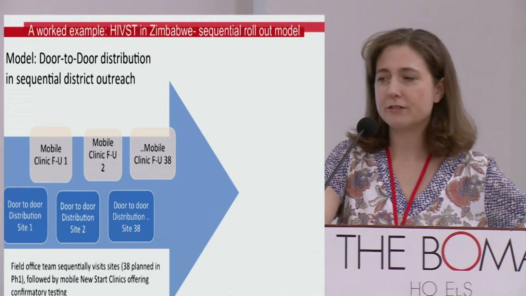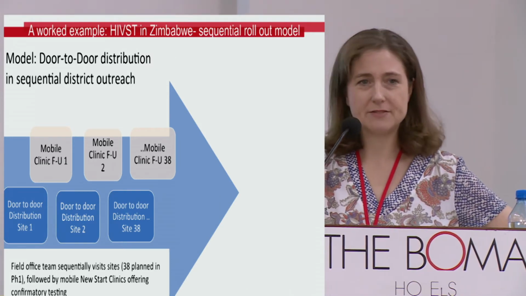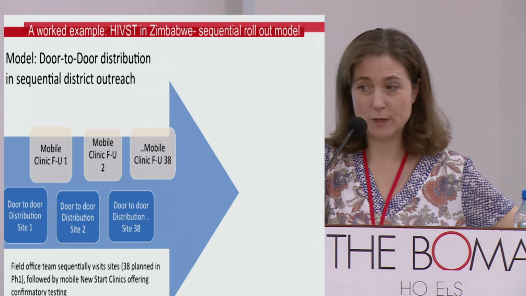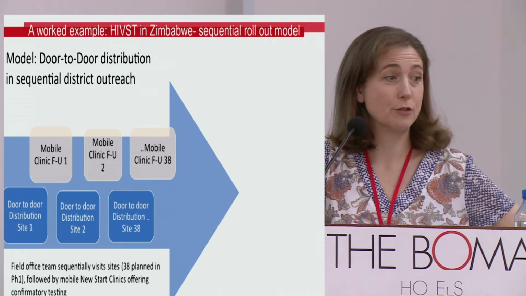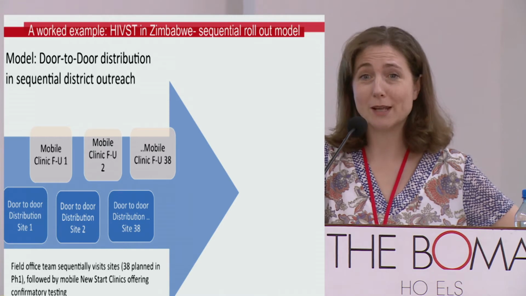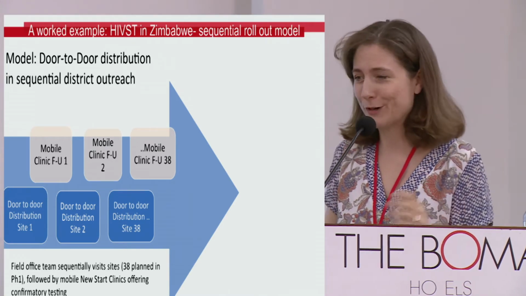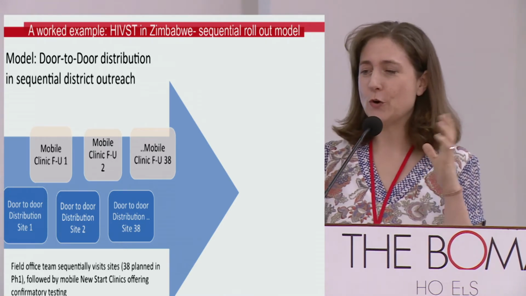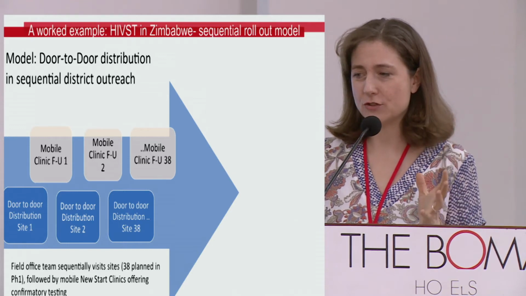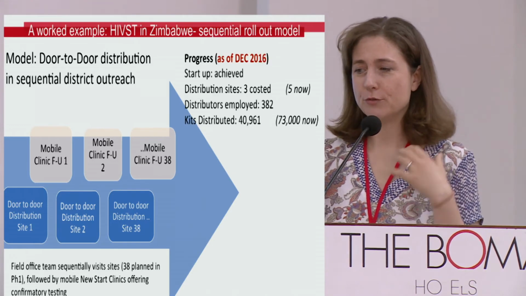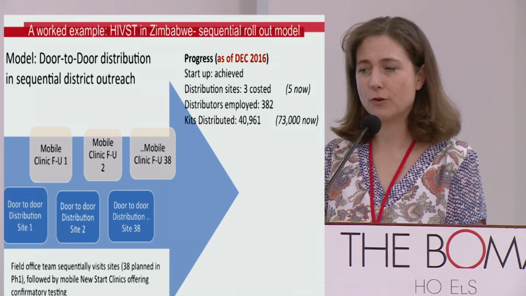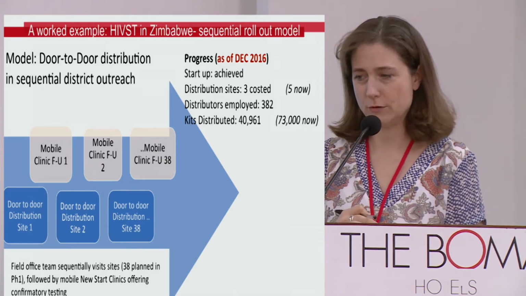We haven't costed all the 5 districts that they've been to yet. So I'm going to show an example based on the 3 sites that they've been in, but do recognize that they have made more progress since. So we have 3 districts that have been costed. They employed 382 distributors, and almost 41,000 kits were distributed.